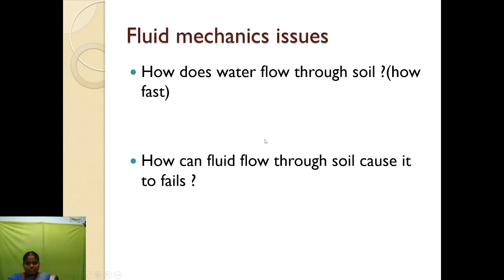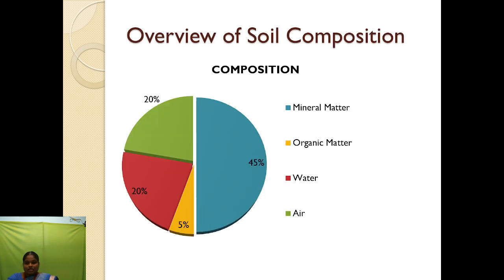So a civil engineer studies geotechnical engineering in soil mechanics. Now an overview of soil composition. The composition of the soil is about 45% mineral matter, 5% organic matter, 20% water, and 20% air content present in the soil composition.